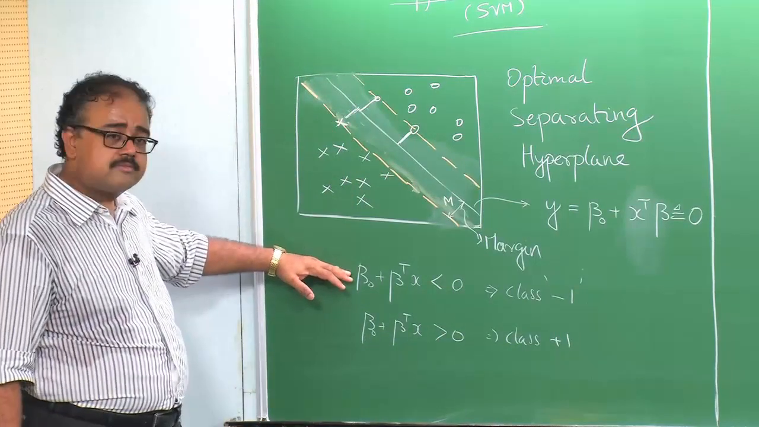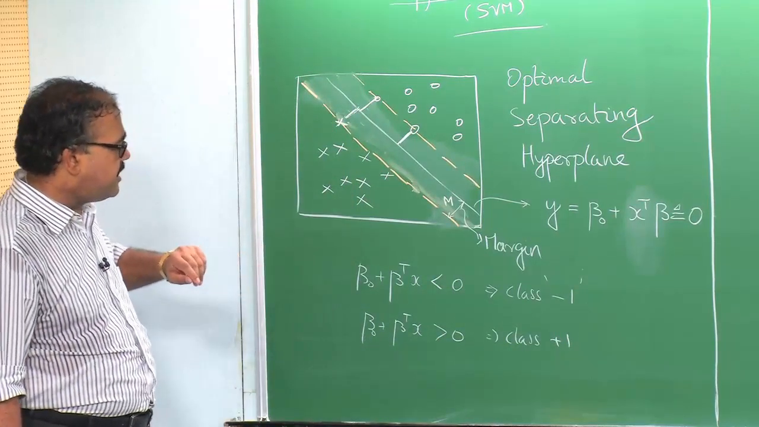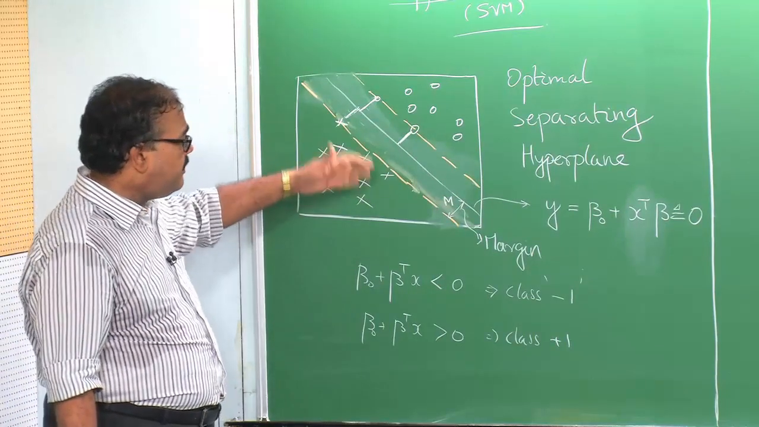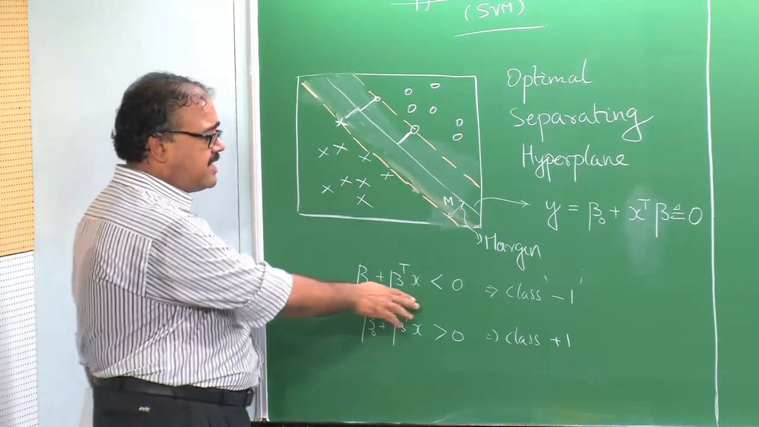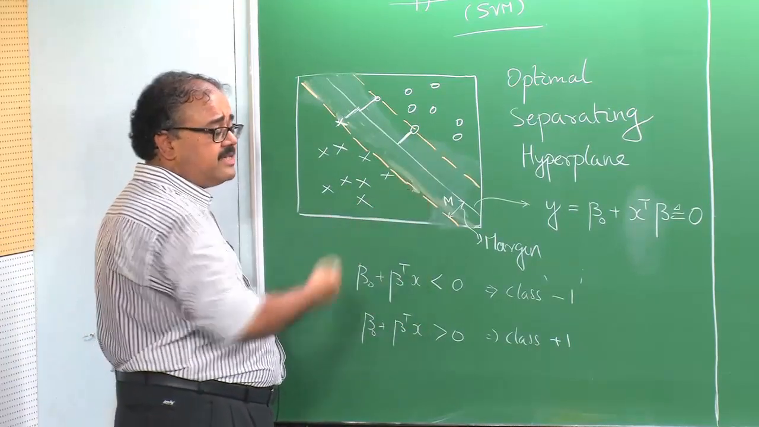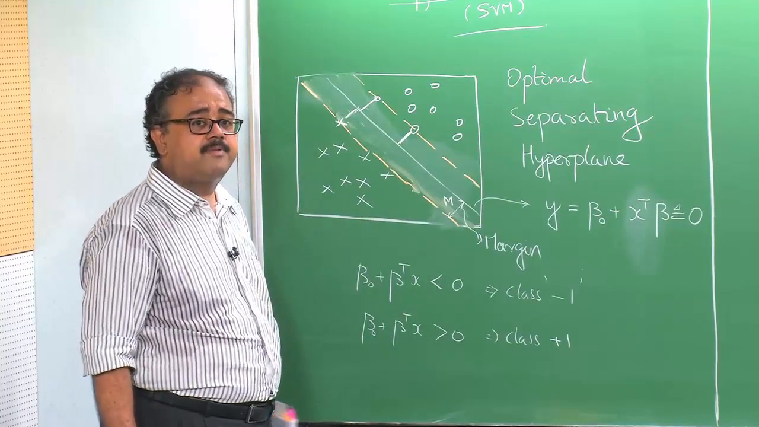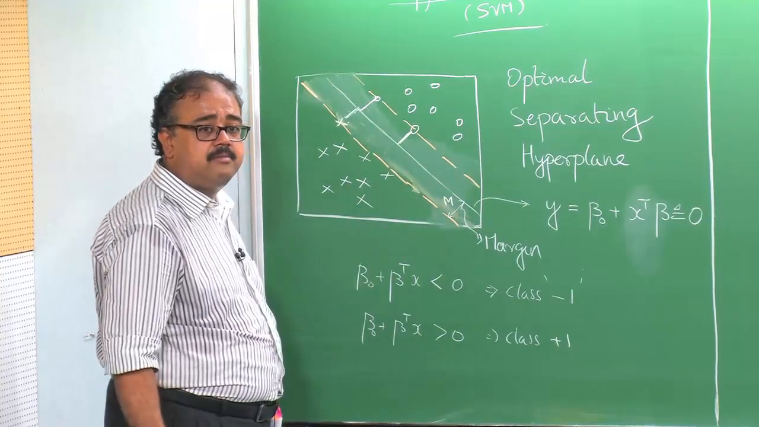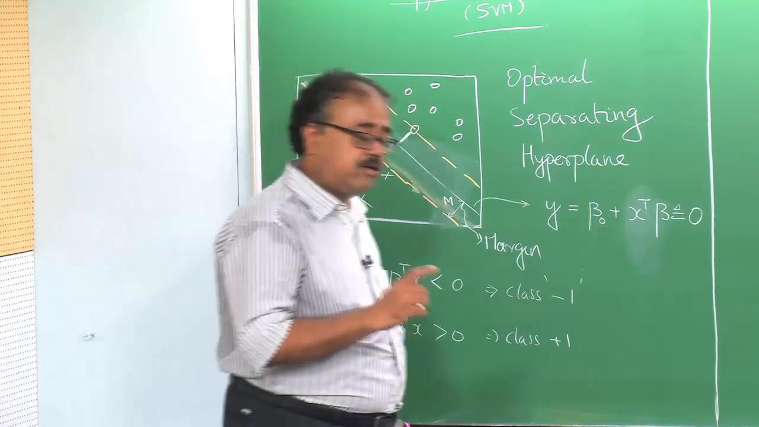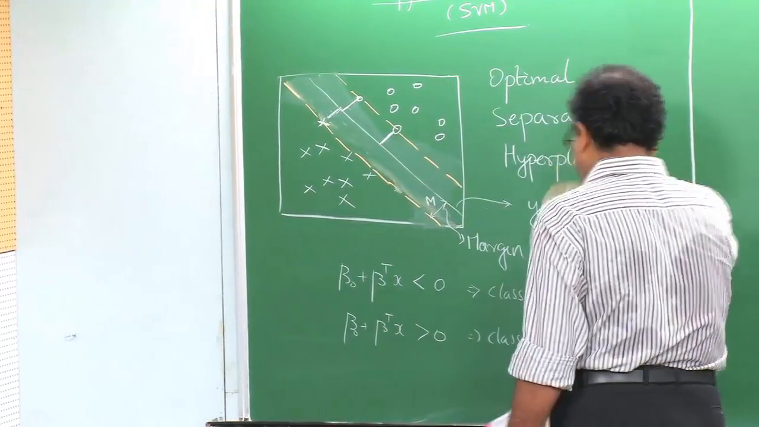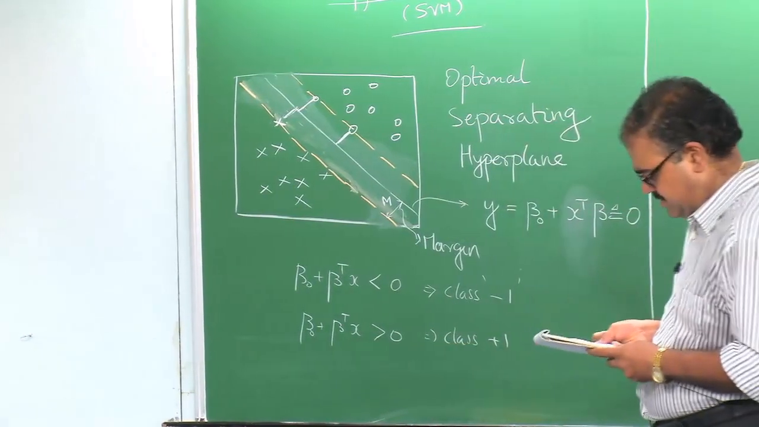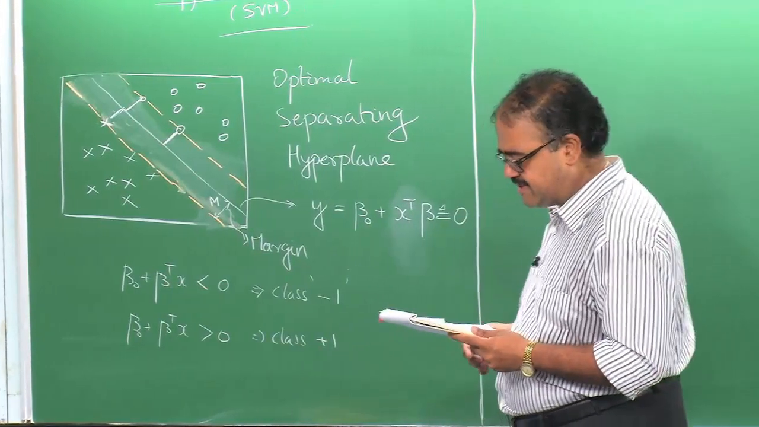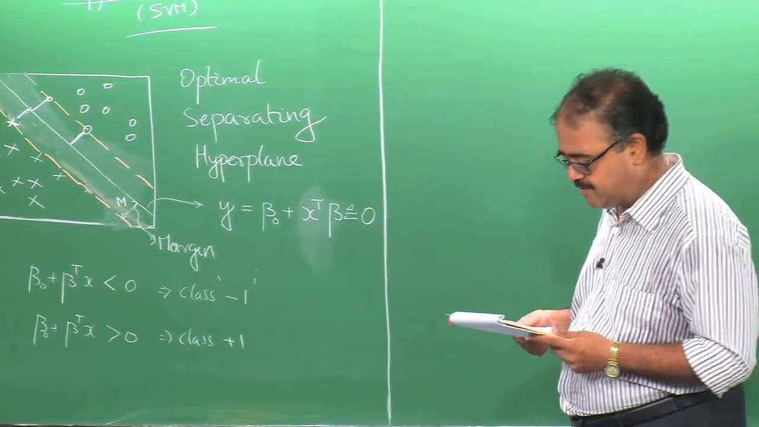So, if beta naught plus beta transpose x is less than 0, I say it is class minus 1, but in this case what do I really want? I do not want it to be just less than 0, I want it to be at least m away from the hyperplane. I want it to be m away from the line beta naught plus beta transpose x equal to 0. I might use x transpose beta and beta transpose x interchangeably at points, but as you know they are inner products, so it is fine.